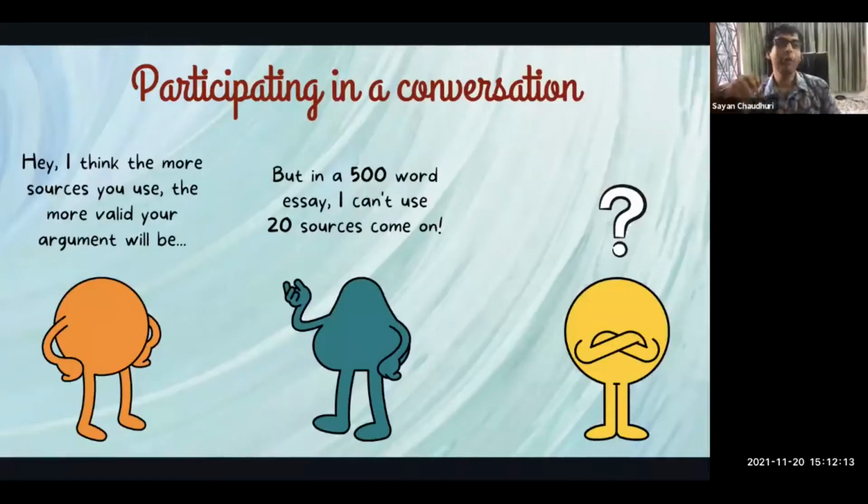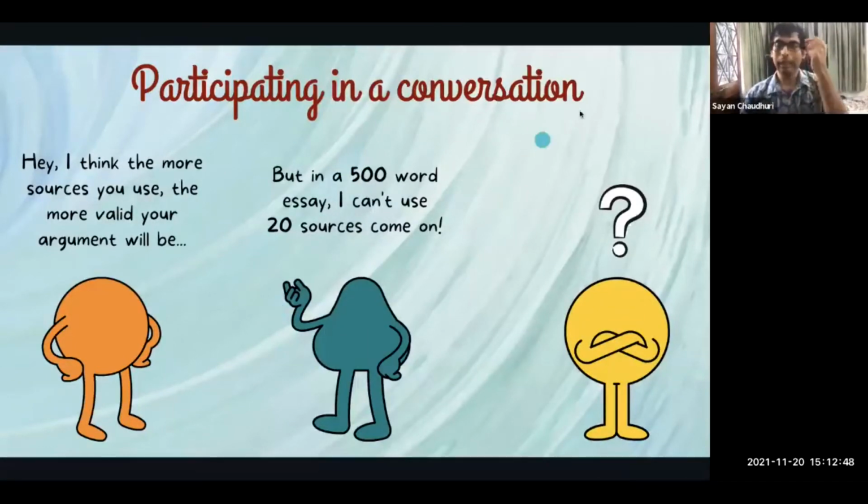Suppose you have gone to a social gathering. There are two people who are having a conversation, and they say slightly different things. One person says, hey, I think the more sources you use, the more valid your argument will be. And another person says, but in a 500-word essay, I can't use 20 sources, come on. Maybe this is a conversation some of you have heard or already had before. Now, we are the third person here, in the yellow blob, standing there thinking, okay, what do I say?